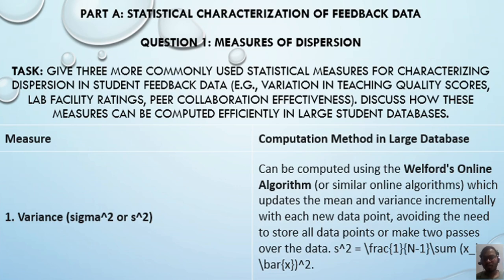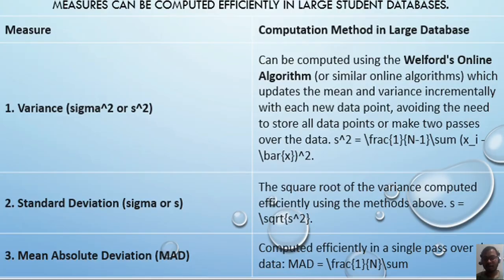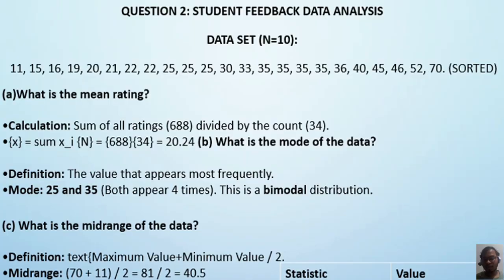Measure computation method in a large database. Variance can be computed using the online algorithm or a similar online algorithm, which updates the mean and variance. It is updated with each new data point, avoiding the need to store all the data or make a pass over the data. Standard deviation: the square root of the variance, computed efficiently using the method above. Mean absolute deviation: computed efficiently in a single pass over the data, is equal to S2.